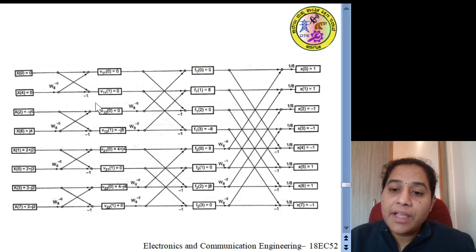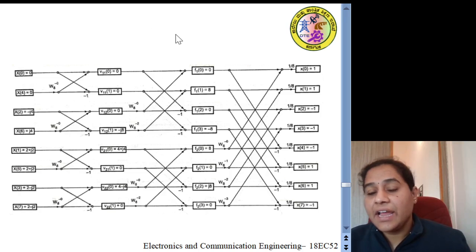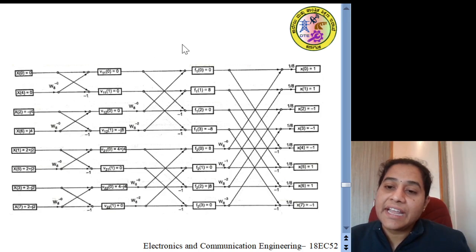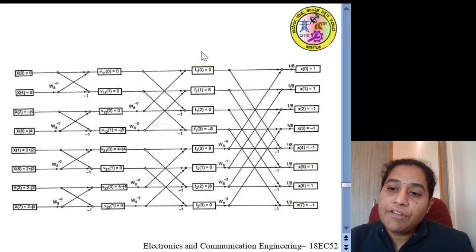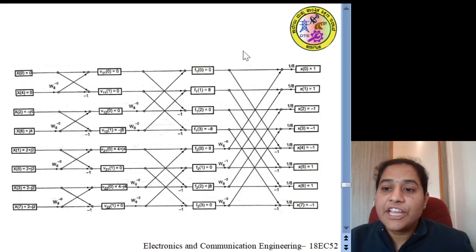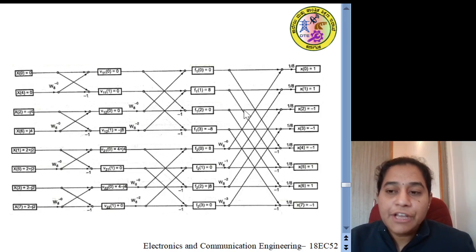And we will be employing this output of the first stage as input to the second stage. After performing the second stage computation, we obtain the outputs as 0, 8, 0, minus 8, 8, 0, j8, and 0. And now we will be considering these values as input to the third stage. And after obtaining the third stage output, we will be multiplying all the samples with 1 by 8.